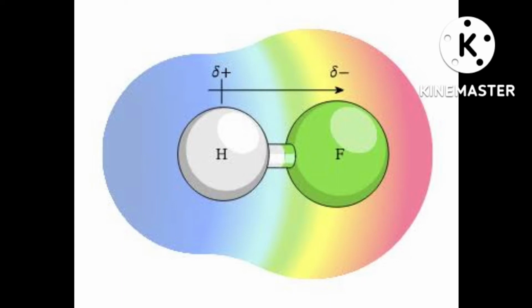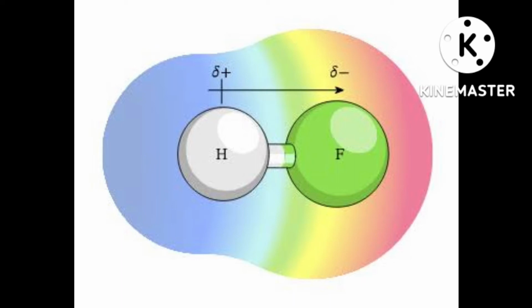Consequently, it is easier to remove the fourth 2p electron from oxygen than it is to remove one of the three 2p electrons from nitrogen. Okay, this is the explanation.